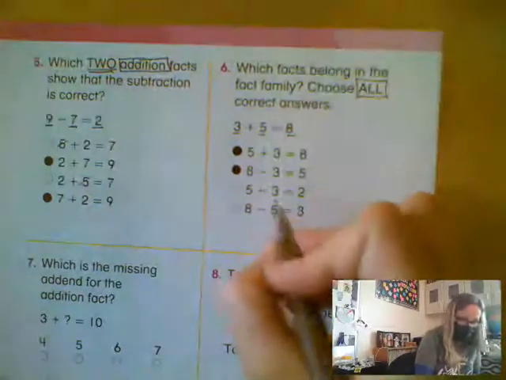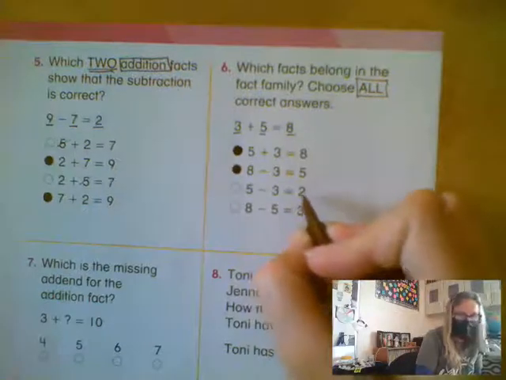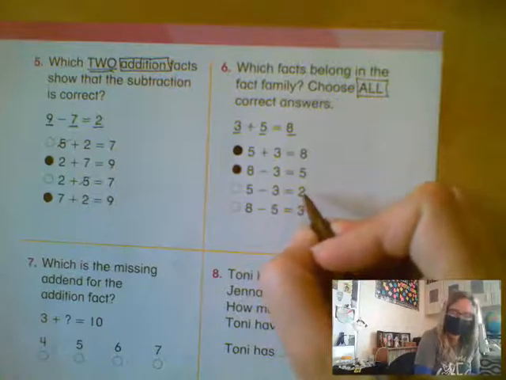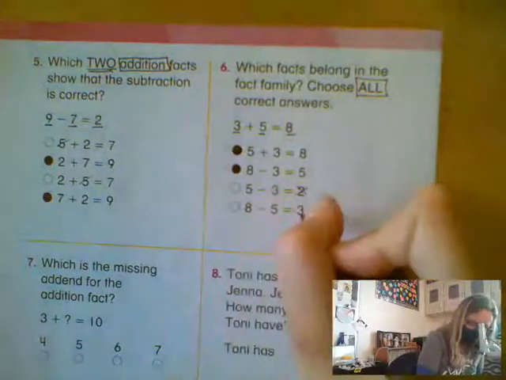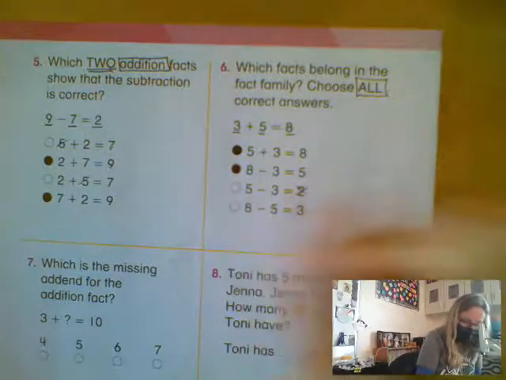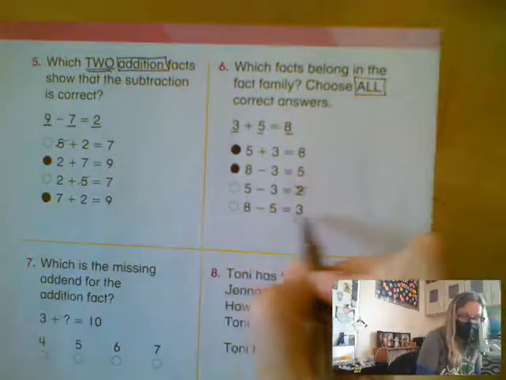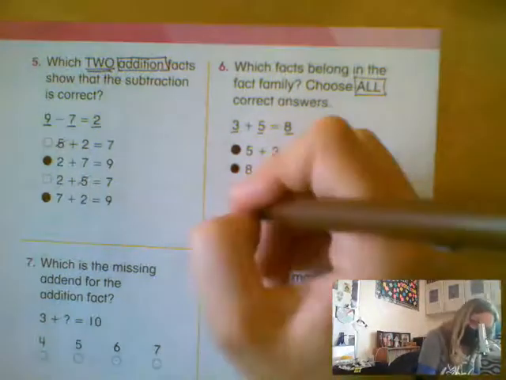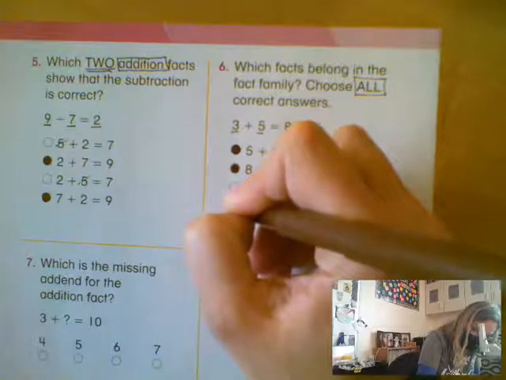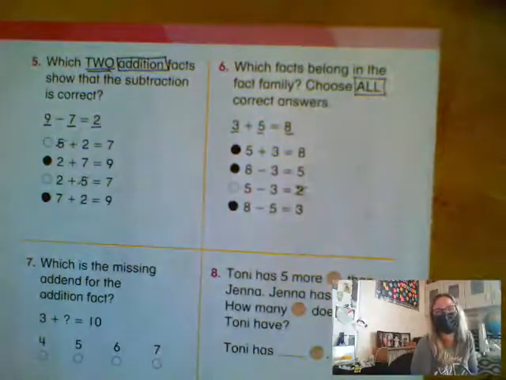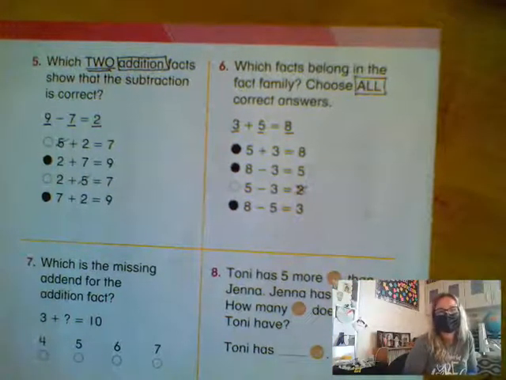Okay, this one has a 3, a 5, and a, ooh, that's a 2. Does it fit? No, that one doesn't work. Okay, this one has a 3, a 5, and an 8. Let's see if it's true. 8 take away 5, would it leave me 3? Yeah, so that one's true. So 3 of the 4 are true. Just that third one didn't fit.